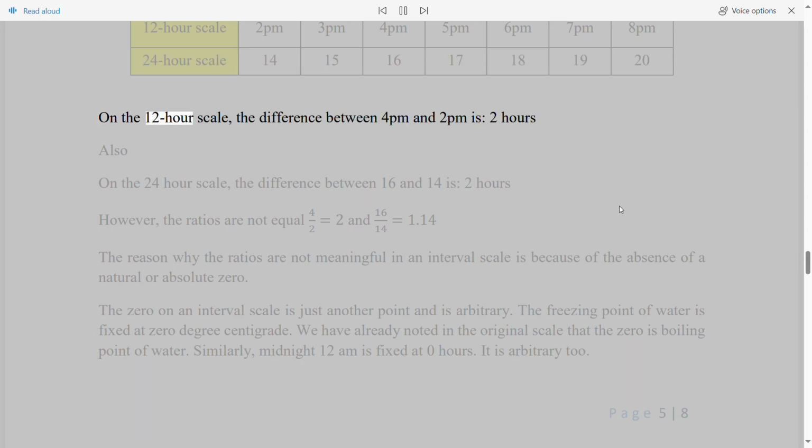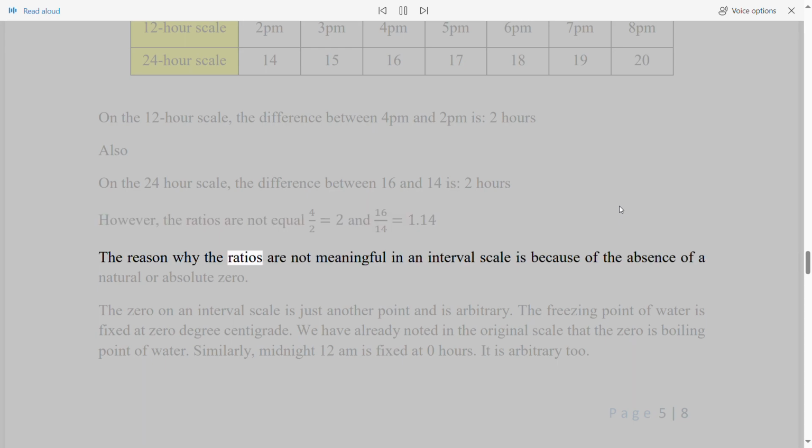On the 12-hour scale, the difference between 4 PM and 2 PM is 2 hours. Also on the 24-hour scale, the difference between 16 and 14 is 2 hours. However, the ratios are not equal. 4:2 is equal to 2, and 16:14 is equal to 1.14.